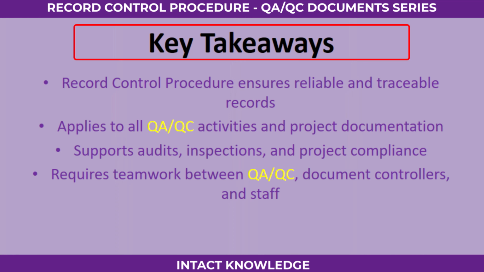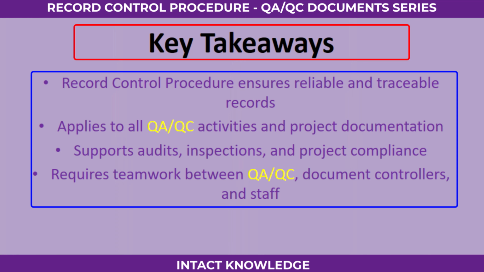Key takeaways. The record control procedure ensures reliable and traceable records, applies to all QA/QC activities and project documentation, supports audits, inspections, and project compliance, and requires teamwork between QA/QC, document controllers, and staff.